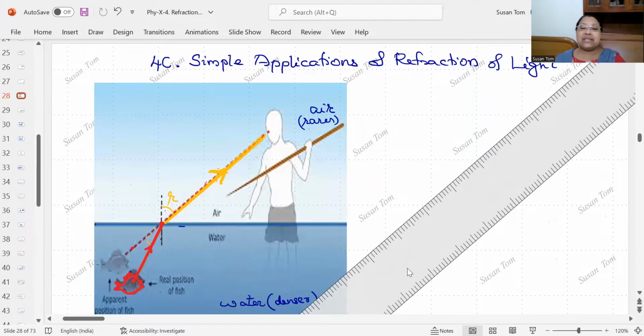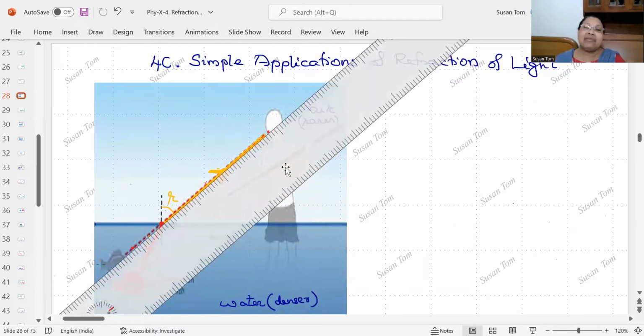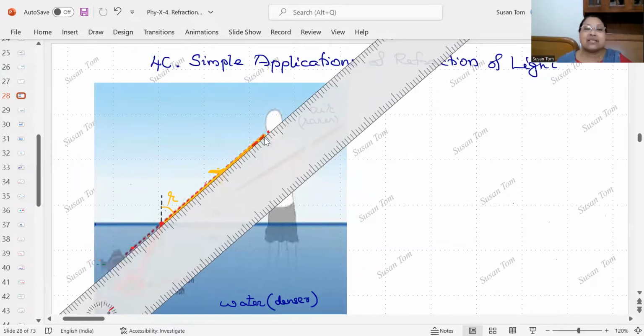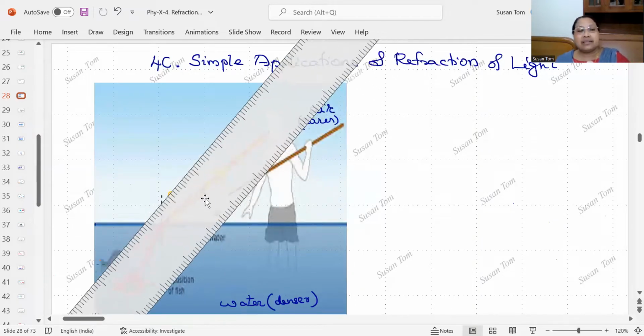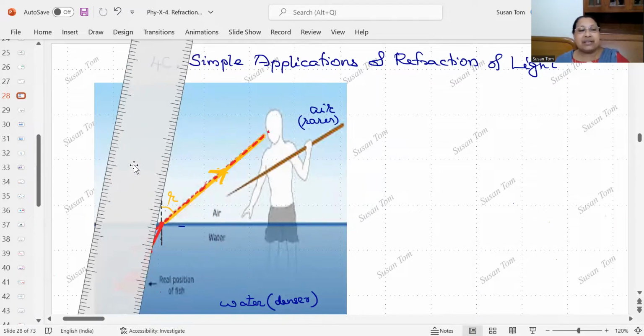So what the person perceives is not the actual path, but when we produce the ray that reaches him backwards, he thinks the fish is at that place. So he feels this fish is corresponding to this point. Now, till where is this dotted line to be drawn? Vertically above the object, that means in this case, the fish. So fish, where was it?